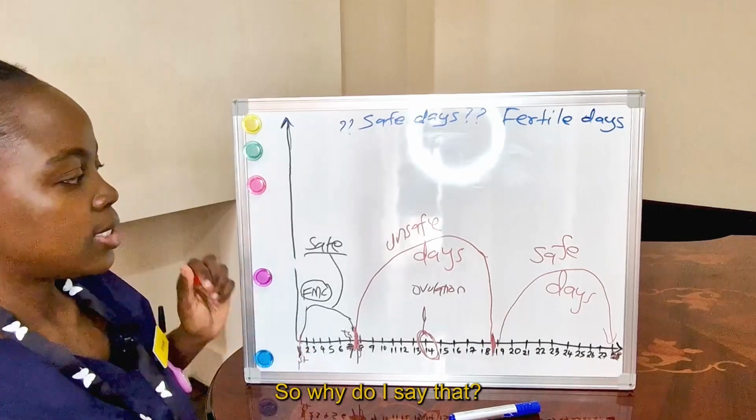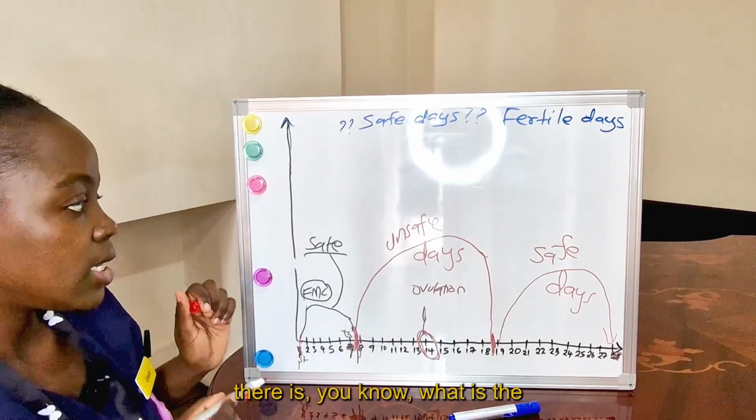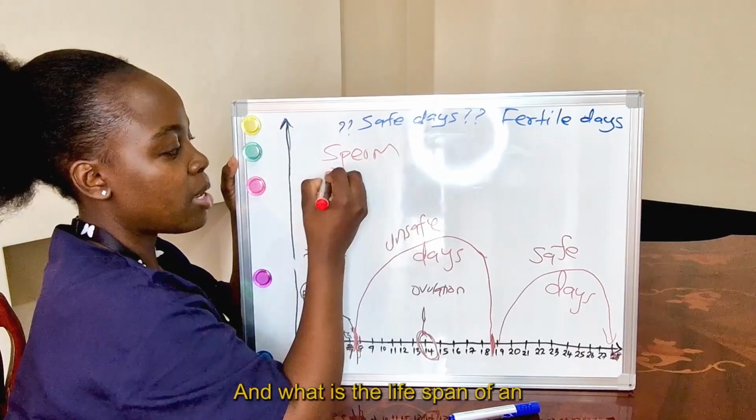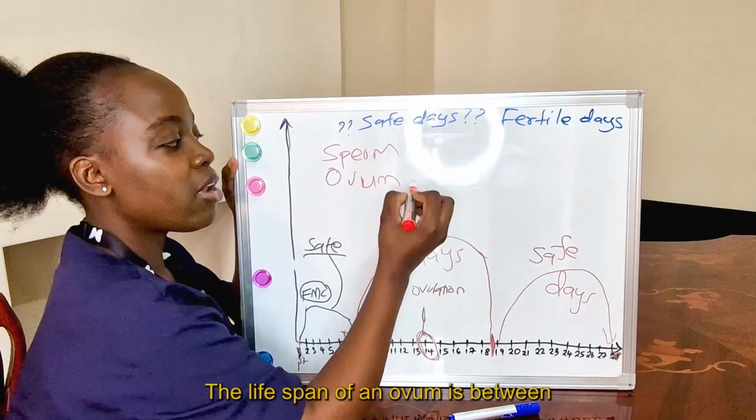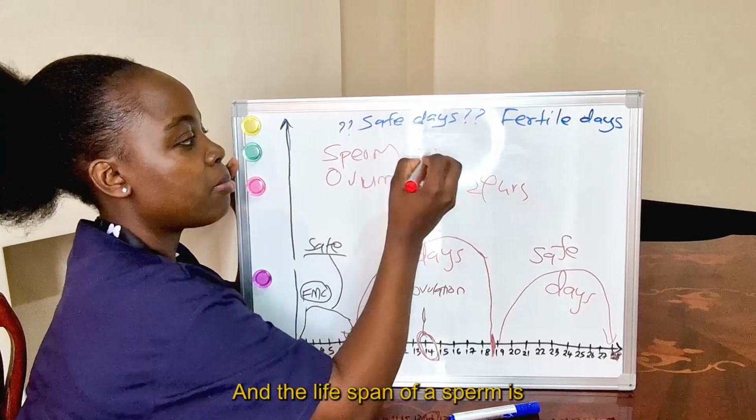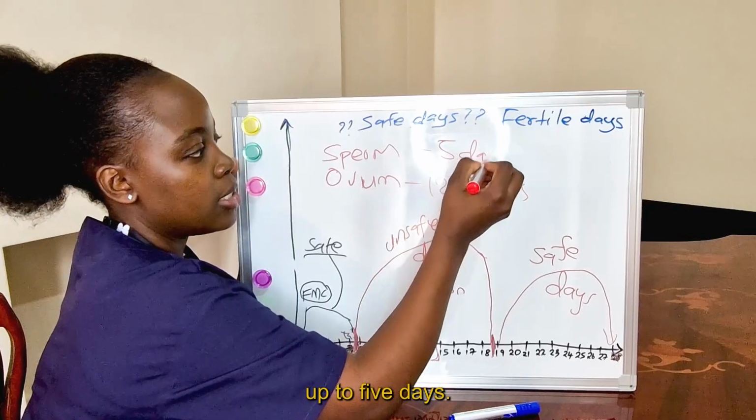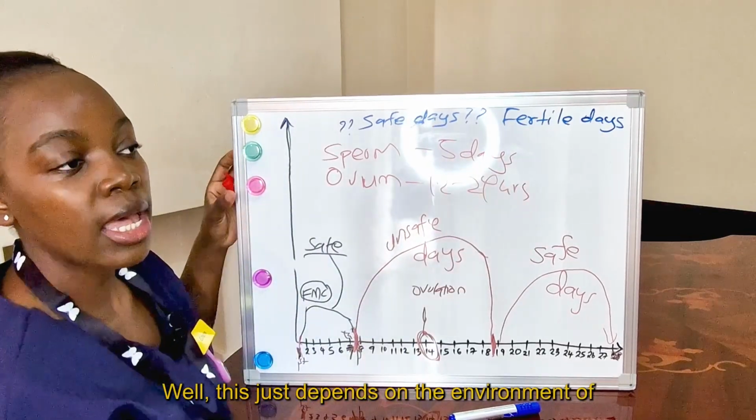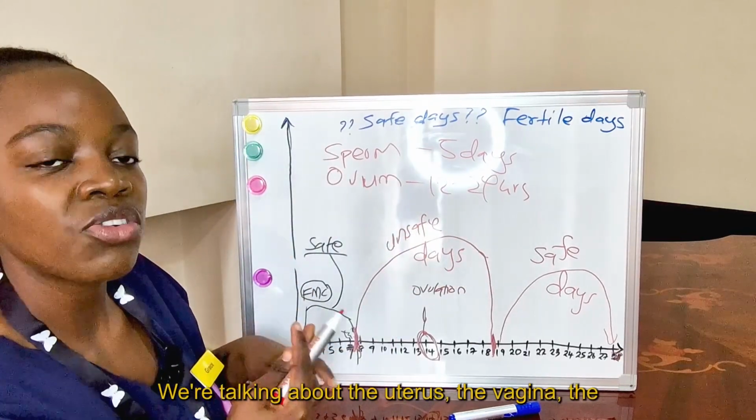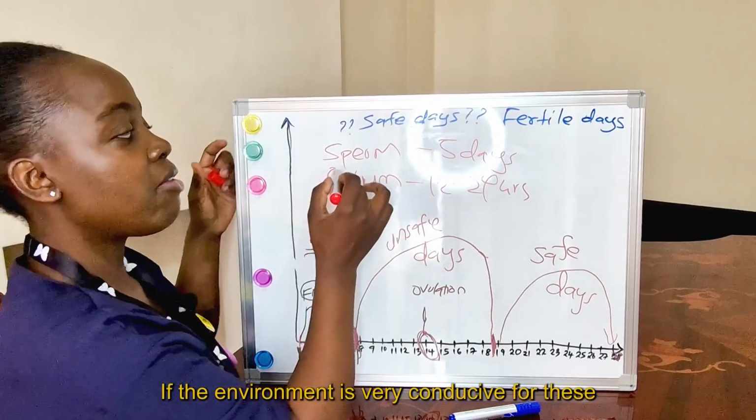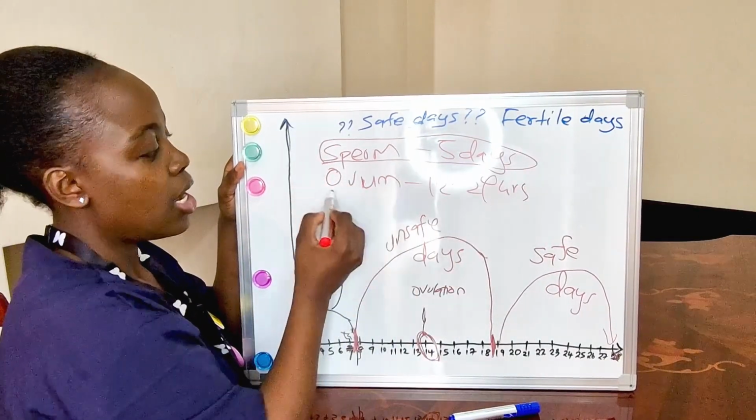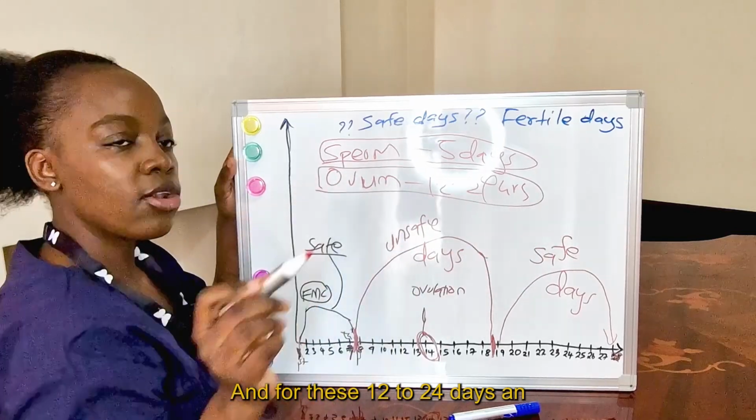So why do I say that? I say these are the unsafe days because, guys, do you know the lifespan of a sperm and the lifespan of an ovum? The lifespan of an ovum is between 12 to 24 hours, and the lifespan of a sperm is up to 5 days. This depends on the environment the sperm goes to. We're talking about the uterus, the vagina, the cervix. If the environment is very conducive, a sperm can survive for 5 days, and an ovum survives for 12 to 24 hours.